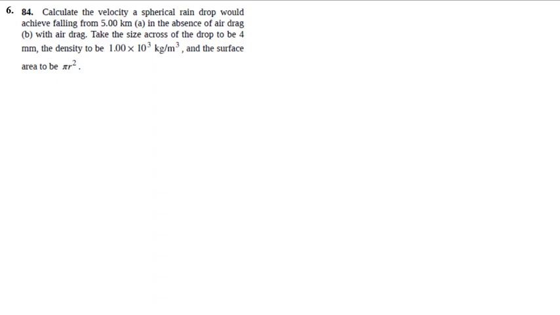This is OpenStax Chapter 6, number 84. Here we're trying to calculate the maximum speed of a raindrop, whether there's air resistance or not. So first we're going to calculate in the absence of air resistance. And if you look at what they're asking you for, a velocity after it has fallen this far.